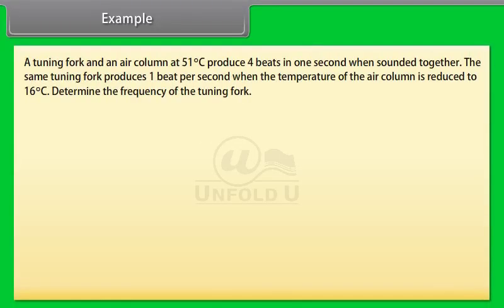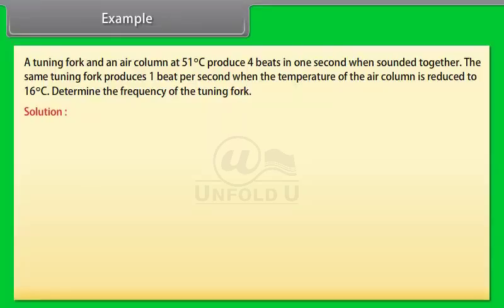Example. Let's take an example of beats. A tuning fork and an air column at 51 degrees Celsius produce 4 beats in 1 second when sounded together. The same tuning fork produces 1 beat per second when the temperature of the air column is reduced to 16 degrees Celsius. Determine the frequency of the tuning fork.